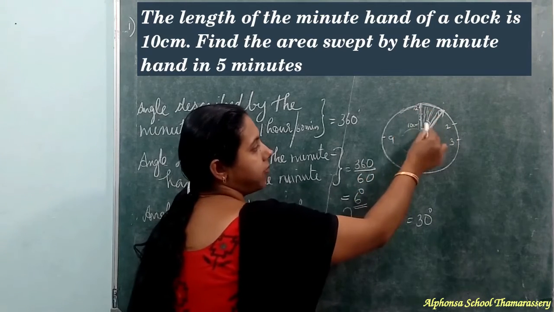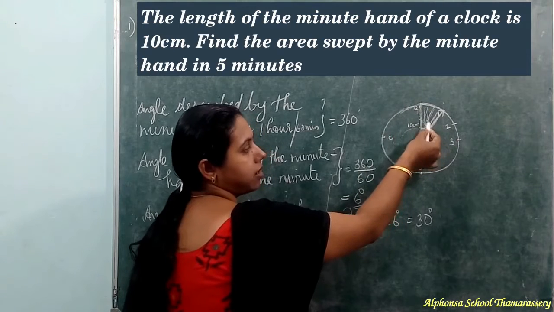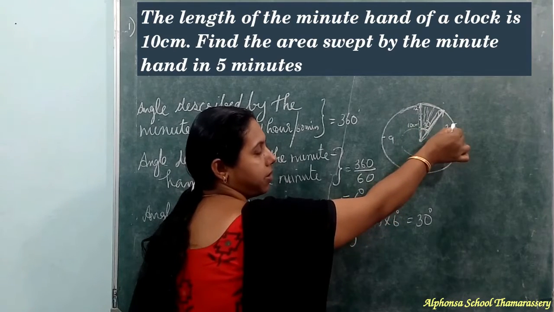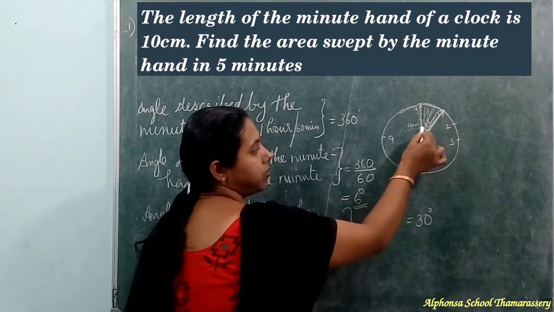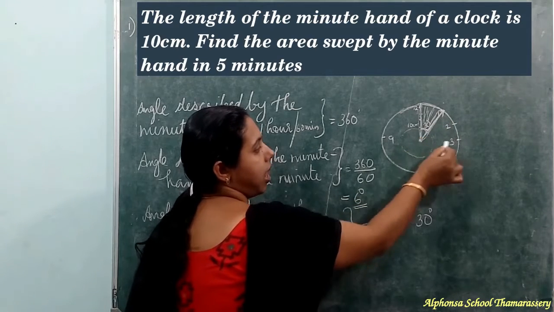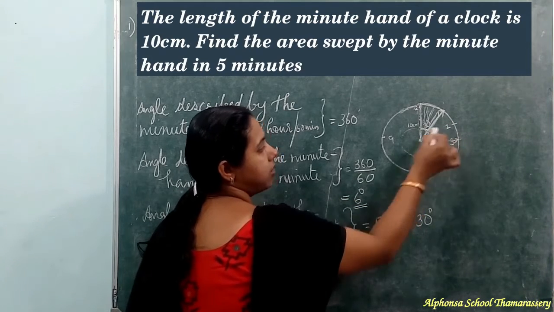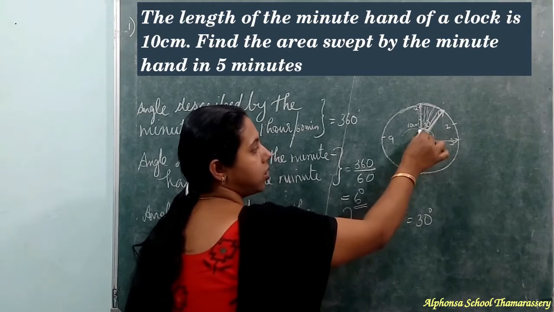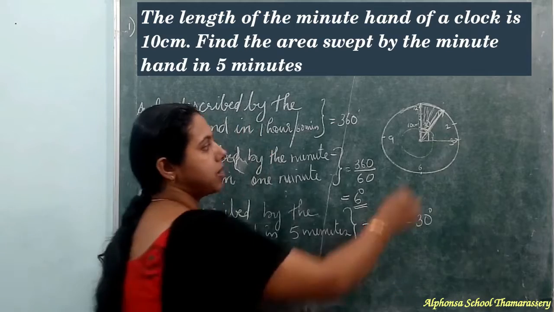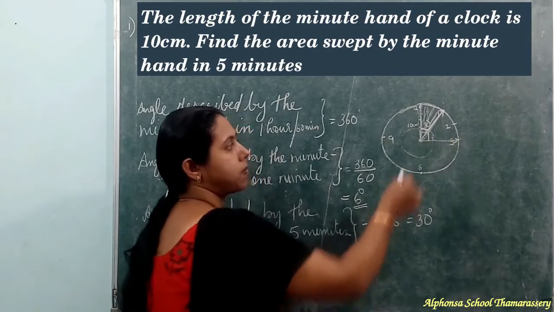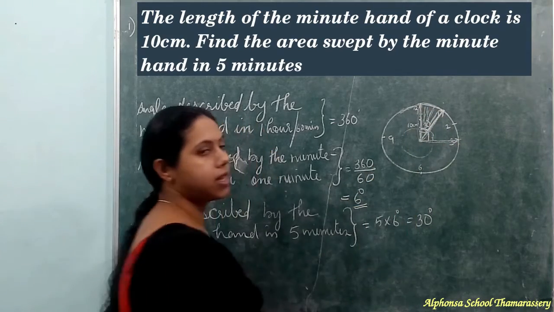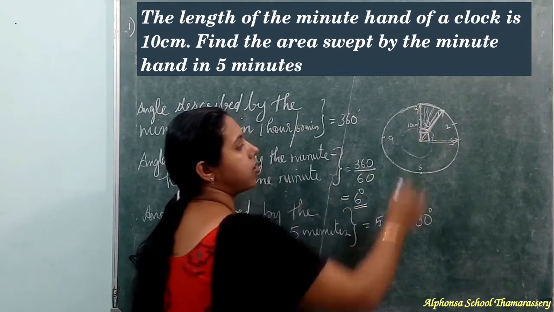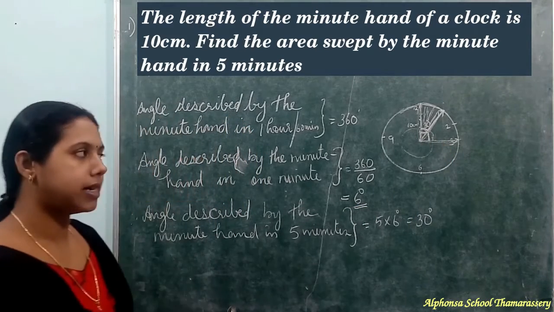We know that the angle between these two radii is 30. When it reaches the number 2, it will be 30 plus 30, 60, and when it is at 3, it will be 30 plus 30 plus 30, so 90 degree. Total angle is 90 degree. That means the circle is divided into 4 equal parts. This is 1/4 of the circle, so the angle in a quadrant is equal to 90 degree.